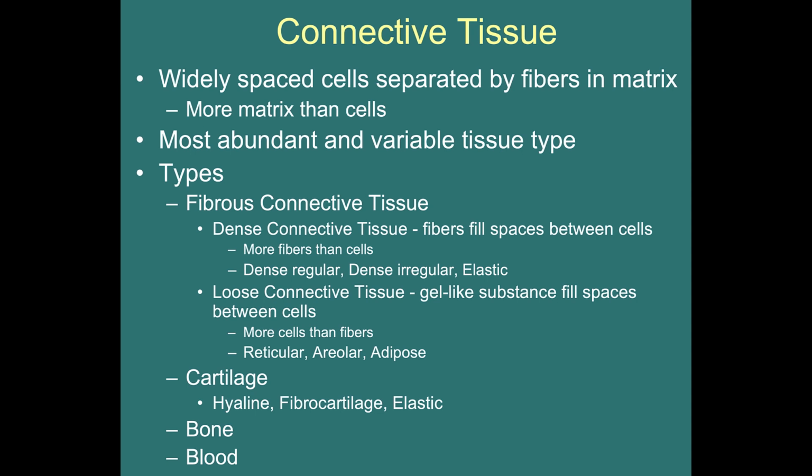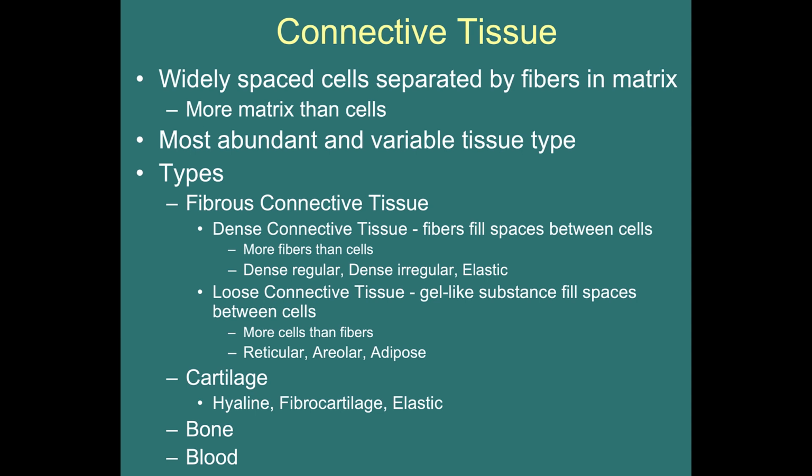Now, connective tissue has widely spaced cells that are going to be separated by fibers in that matrix. So back to our brick wall reference. With epithelial tissue, we said there's lots of cells and almost no mortar. With connective tissue, we would have a wall made of lots of mortar and very few bricks.